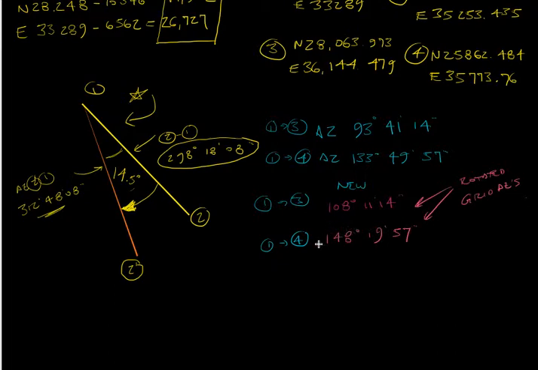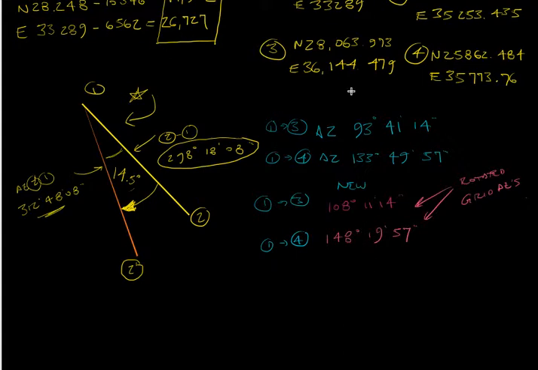So what we want to do is apply the change in northing and easting using this azimuth to point 1 to get to point 3, right? And we want to do the same thing to the coordinates of point 1 to get the new coordinate for point 4.